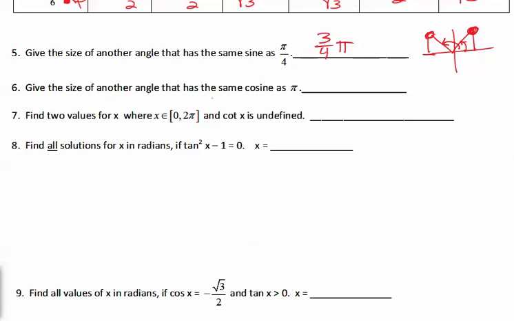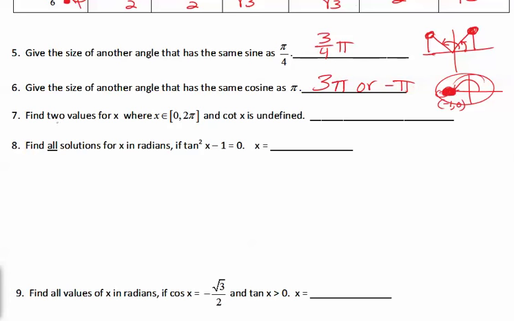And give the size of another angle that has the same cosine as pi. So pi is over here, and it has a cosine of negative 1. So another angle that has a cosine of negative 1, we don't have much choice here but to give coterminals. That is the only place on the unit circle is over here. So we would have to do 2 pi. No, let's try that again, 3 pi. Or we could go in the opposite direction.